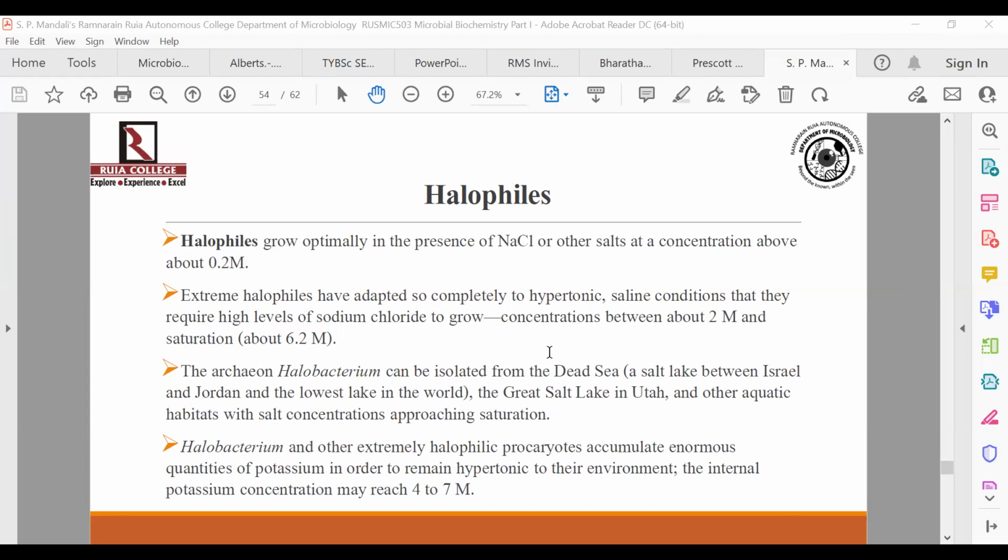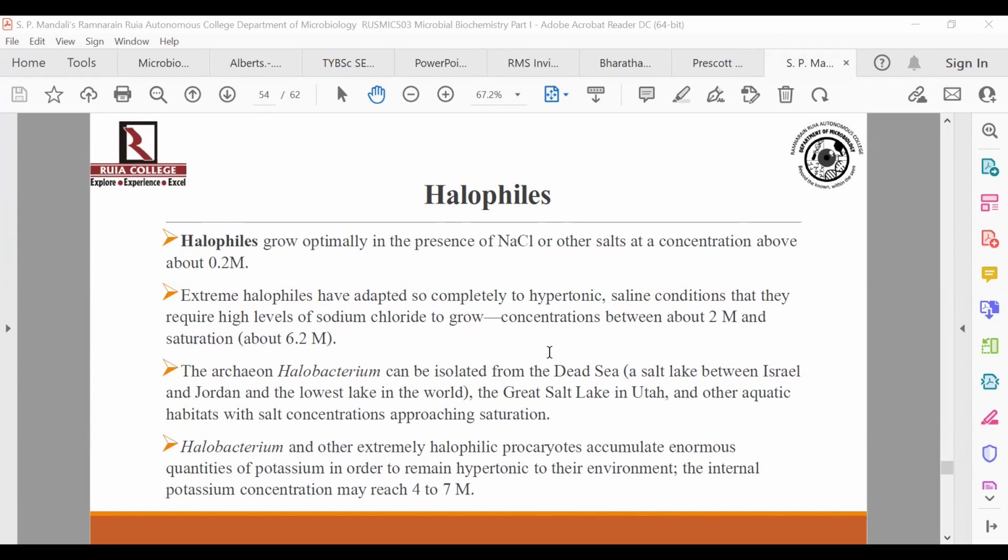Now, the Archaebacterium Halobacterium salinarum is one such example. It has been isolated from the Dead Sea, which is a salt lake between Israel and Jordan. Also, the Great Salt Lake in Utah or other aquatic habitats where salt concentration is very high, especially marine environments, you will be able to see several extreme halophiles existing in those environments. Now, please understand that such extreme halophilic organisms tend to accumulate a lot of potassium ions inside themselves as compatible solutes to maintain osmotic balance. Otherwise, they would get dehydrated and they won't survive for long.